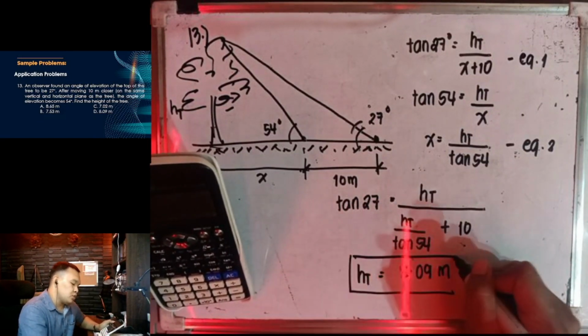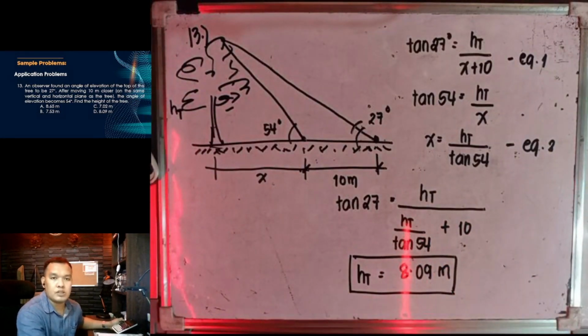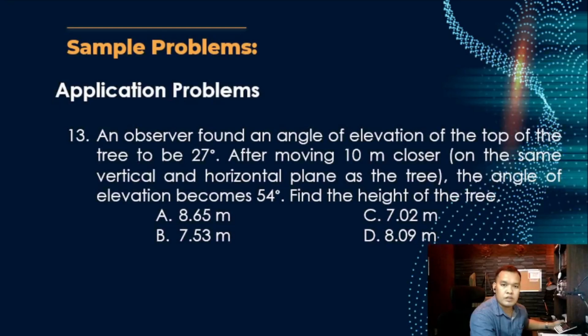So, let's check our choices if there is 8.09 meters. Okay. So we have letter D. No? Letter D is the answer to that question. Okay? So, let's proceed to another question.